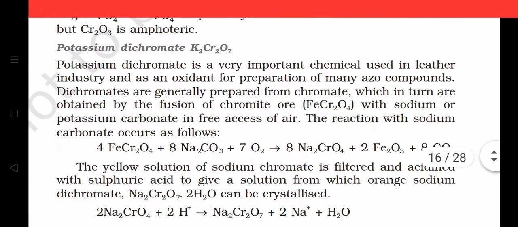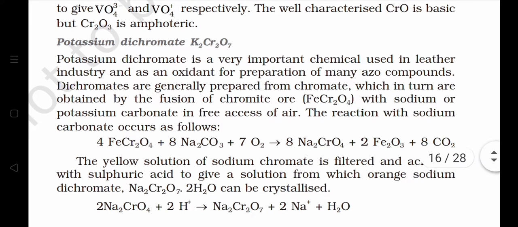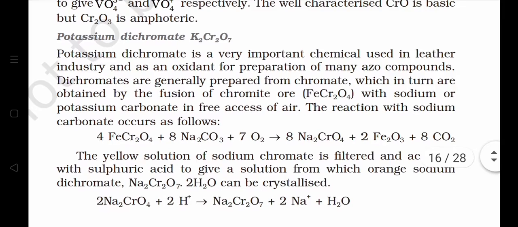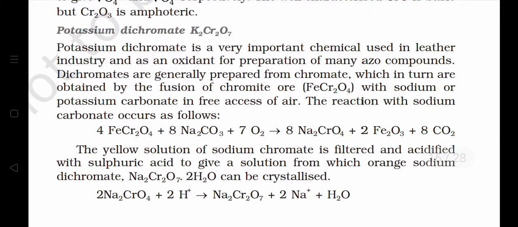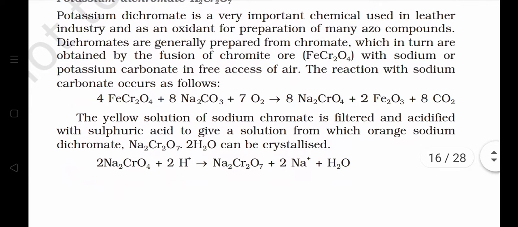We will start with preparation of potassium dichromate, potassium permanganate and their important chemical reactions. Let us start with potassium dichromate. It is one of the well-known oxidizing agents which is generally used in labs.